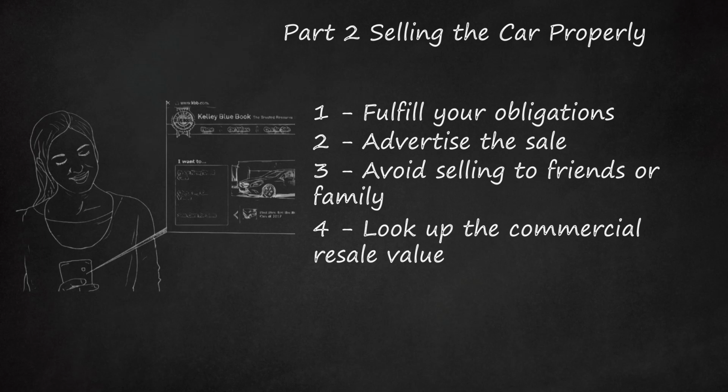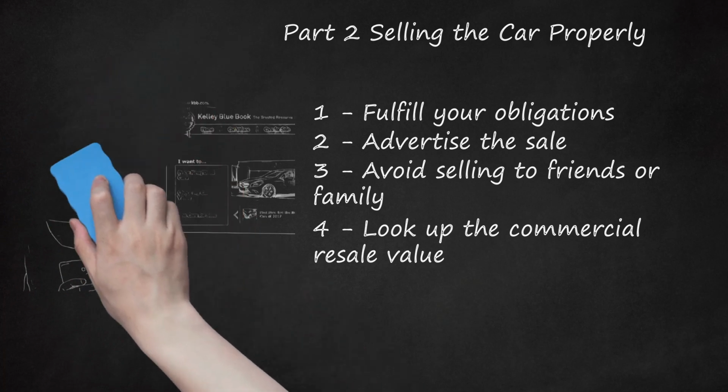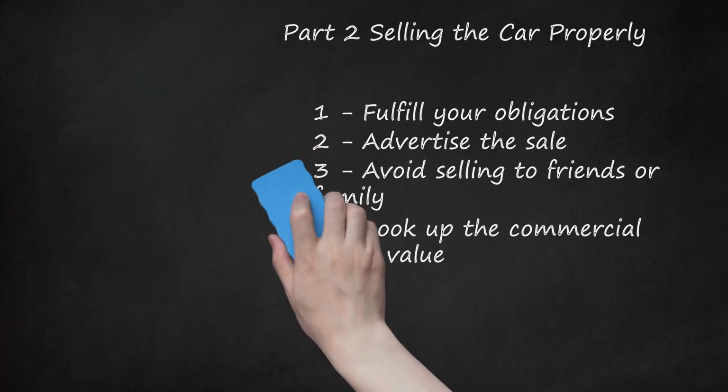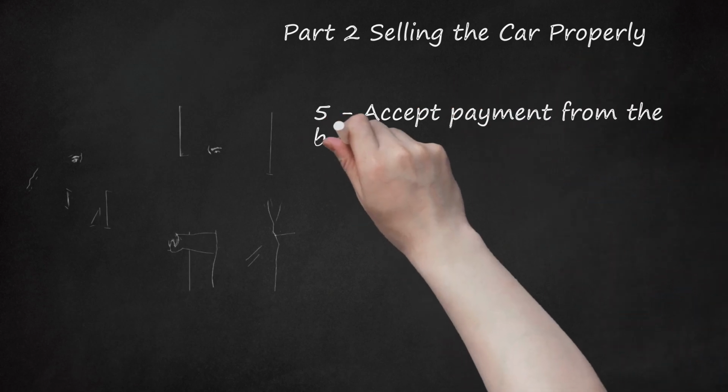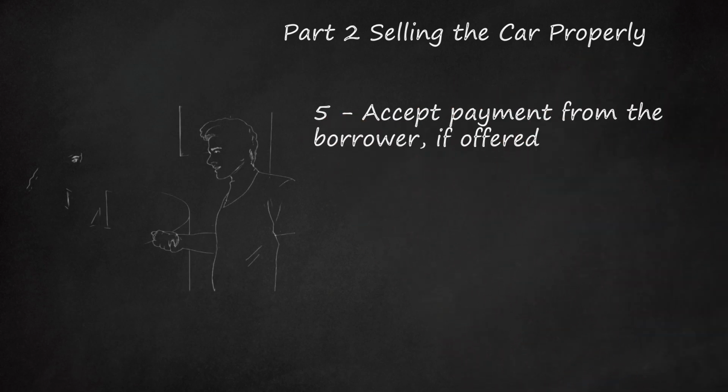You will then be given 2 prices, if you were to trade into a dealer or sell to a private party. Select Sell to a private party. You will then be provided with a price depending on whether your car is in fair, good, very good, or excellent condition. 5. Accept payment from the borrower, if offered. Should the borrower try to redeem the car or reinstate the loan, then you must accept payment. You won't be able to sue to collect the deficiency if you refuse to sell to the borrower.